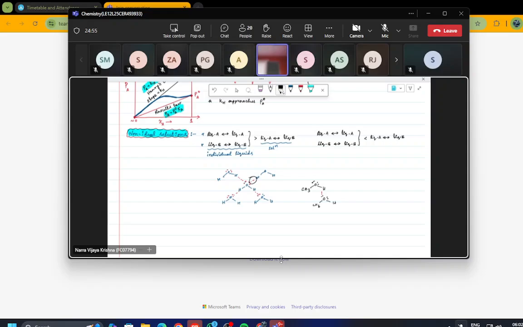Now tell me whether individual liquids have more attractions or the mixture has more attraction. That's what I told. Individual liquids are having more interactions than the mixture. Correct or not? If the individual liquid is having more attractions, it means the moment I add methanol, water molecules are moving away. Then what happens to the net volume?